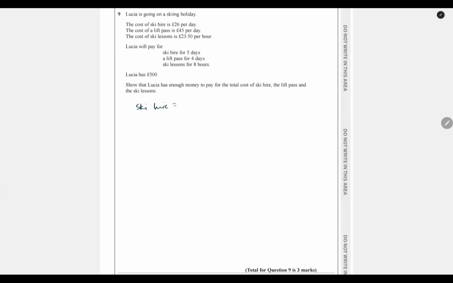So she's hiring the skis for 5 days and it's £26 per day. So 5 times 26 is equal to 130. Then a lift pass. So a lift pass, she's going to have it for 4 days and that's £45 per day. And that's £180. And then finally, ski lessons.